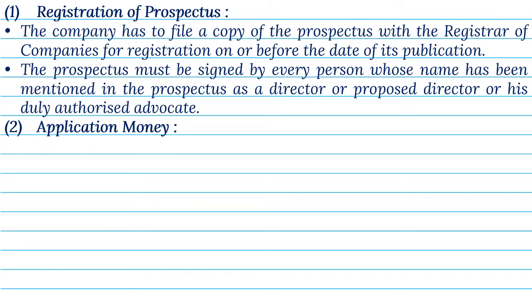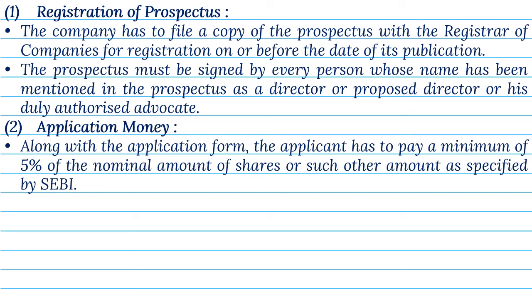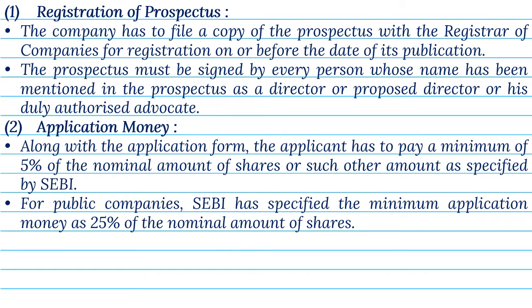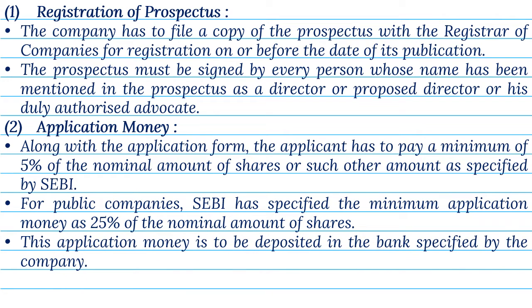2. Application money. Along with the application form, the applicant has to pay a minimum of 5% of the nominal amount of shares or such other amount as specified by SEBI. For public companies, SEBI has specified the minimum application money as 25% of the nominal amount of shares. This application money is to be deposited in the bank specified by the company.